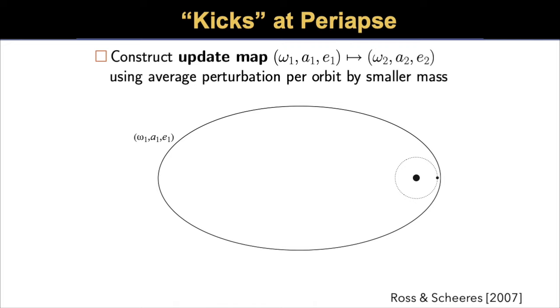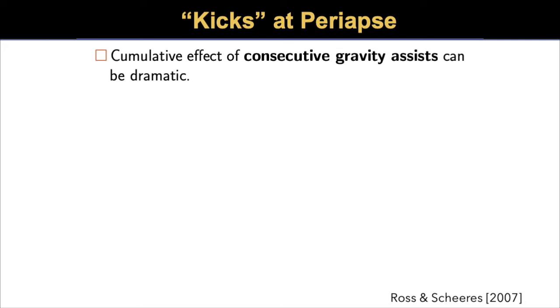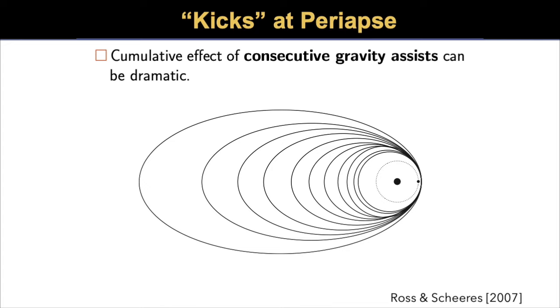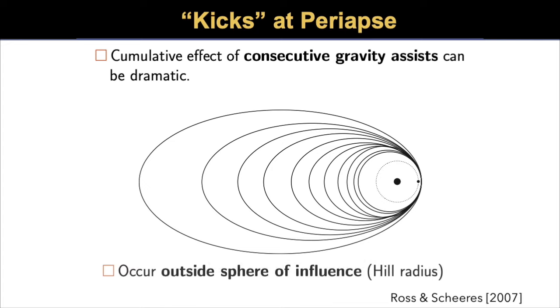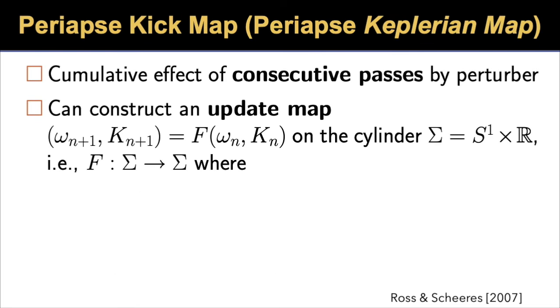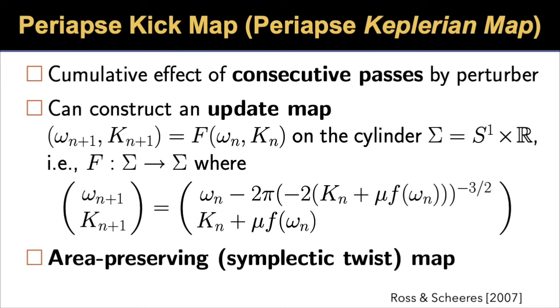So what we have is an update map where we can update how the orbital elements change after one encounter. And you can imagine after many of these, you could have dramatic changes if you were to find the right trajectory that does this. Again, it's outside the sphere of influence. This is just explicitly what our map looks like, and it's got some nice mathematical properties you could read about later.